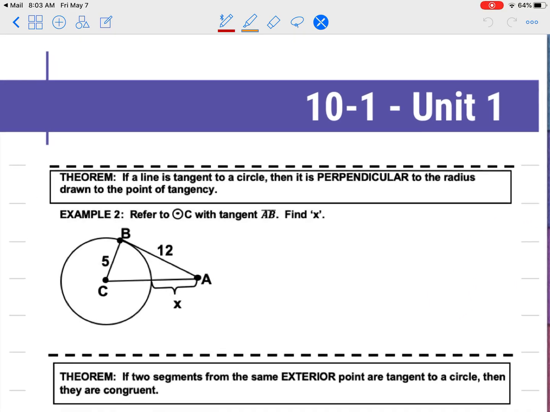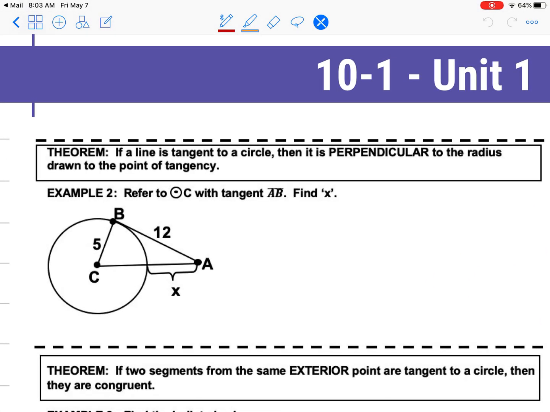The first theorem we're going to look at on this lesson is that if a line is tangent to the circle, so looking at this tangent line here at AB, touches at point B, if it's tangent to the circle, then it is perpendicular to the radius drawn, which means we have a right triangle. Remember, right triangles are never going to leave us. We're always going to have to use them throughout the year.